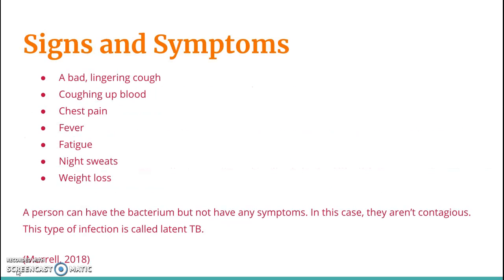Signs and symptoms of TB include a bad lingering cough, coughing up blood, chest pain, fever, fatigue, night sweats, and weight loss. A person can have the bacterium and not have any symptoms. In this case, they aren't contagious. This type of infection is called latent TB.